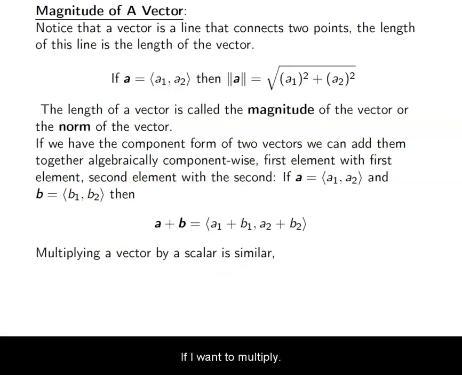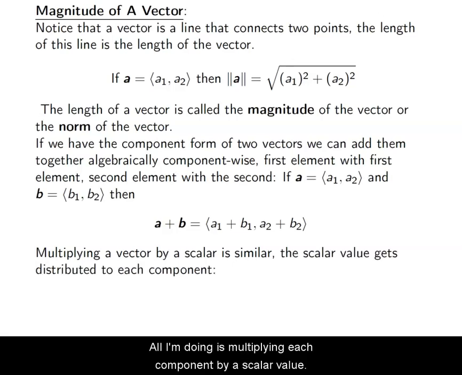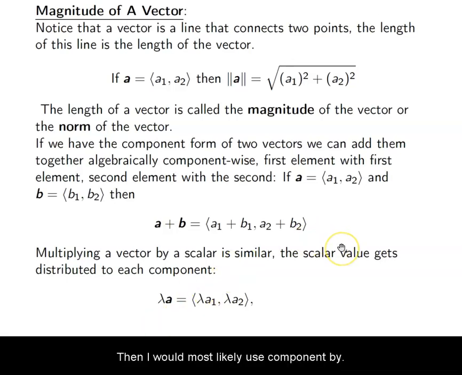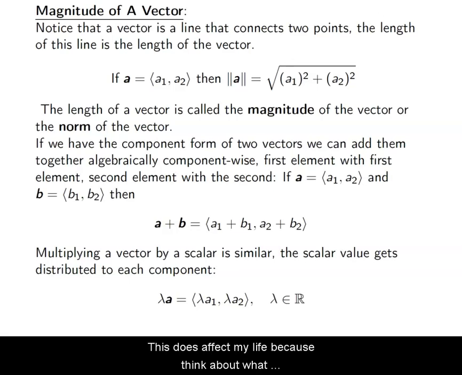If I want to multiply a vector by a scalar, remember, we can scale its value. All I'm doing is multiplying each component by that scalar value. So if I want to scale it by a value of lambda, so make it larger or smaller by a value of lambda, then I would multiply each component by lambda. So lambda is just a real number.